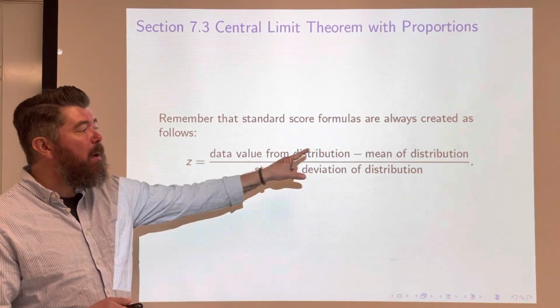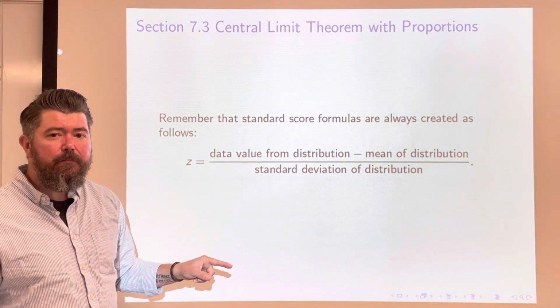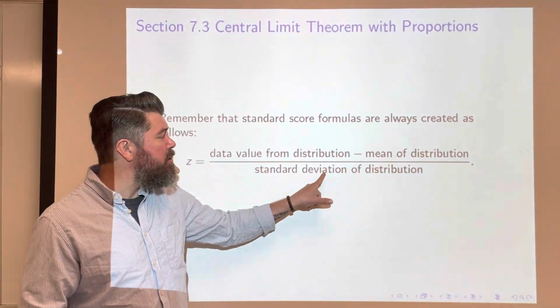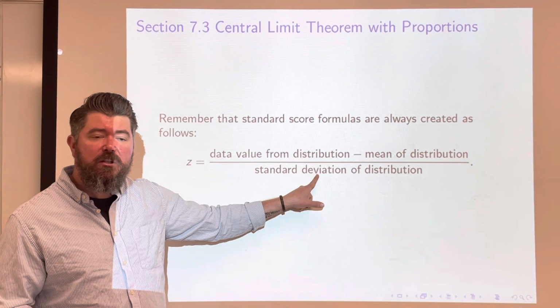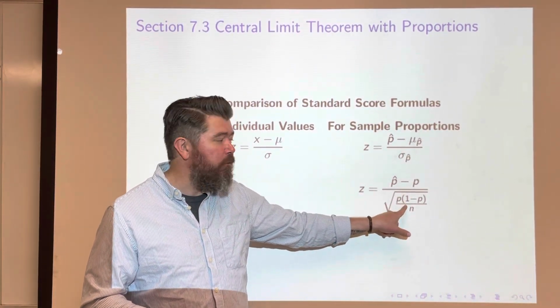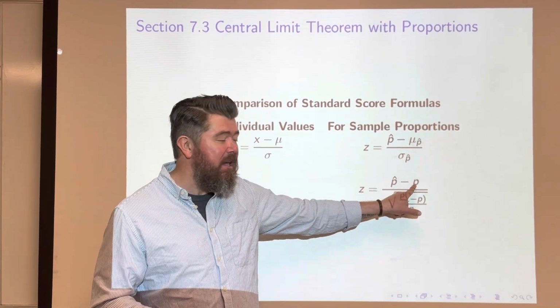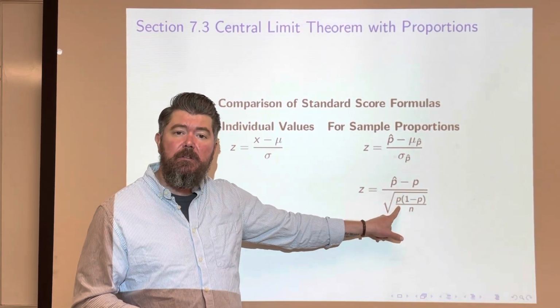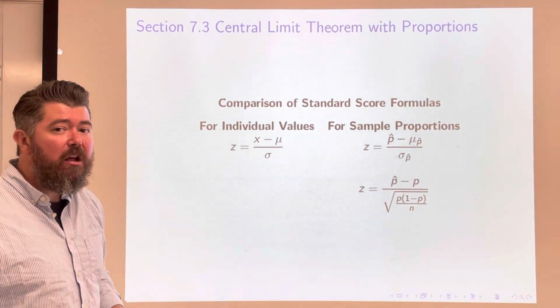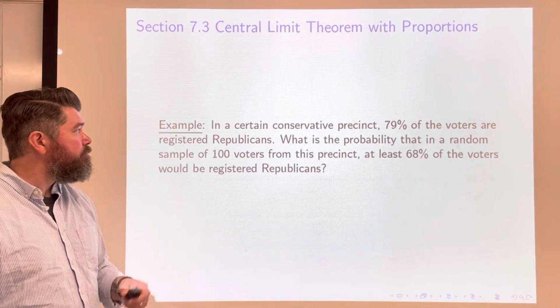But if we remember this idea that we always subtract the mean of the distribution and divide by the standard deviation of the distribution, we can easily see that on our formula sheet. This is mu of p hat, and this is sigma of p hat. So keep that in mind.